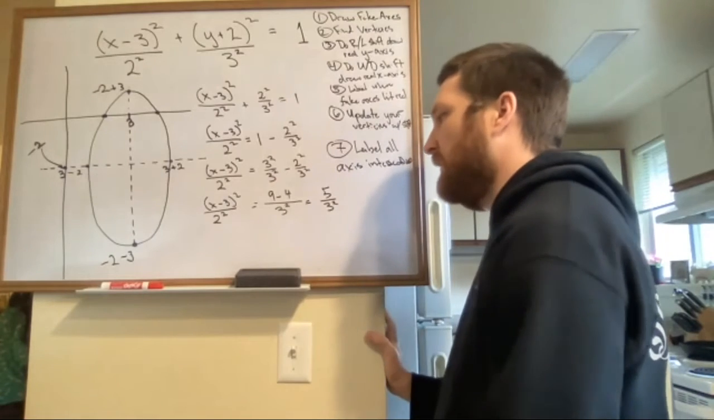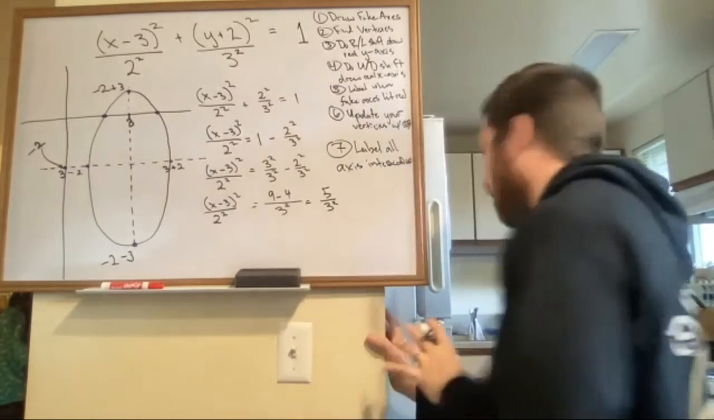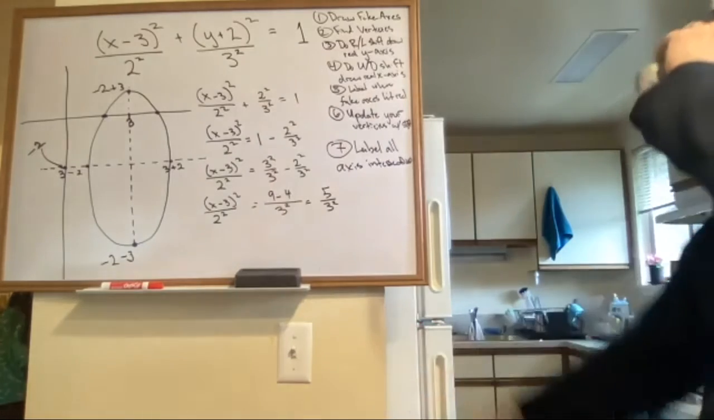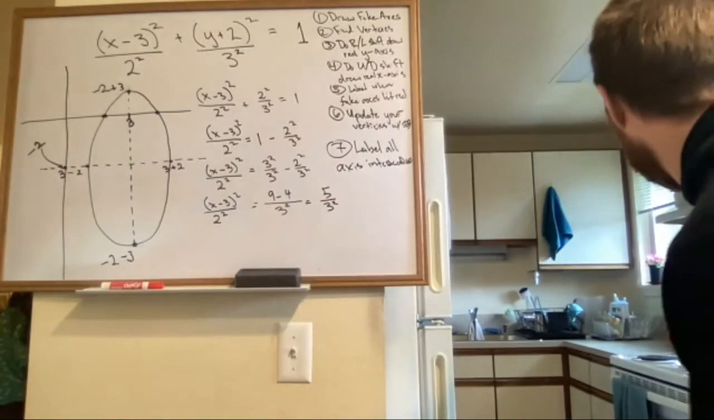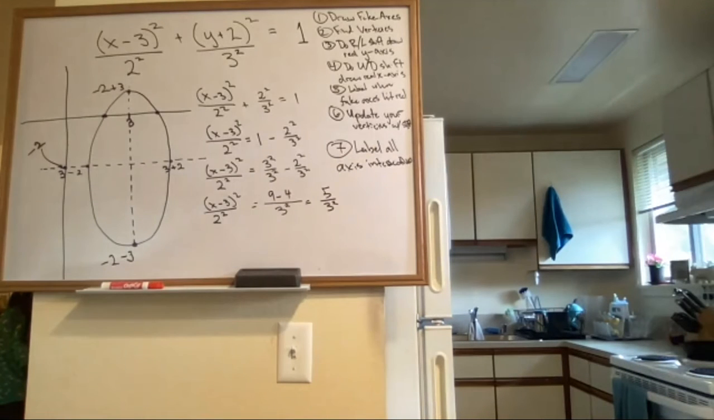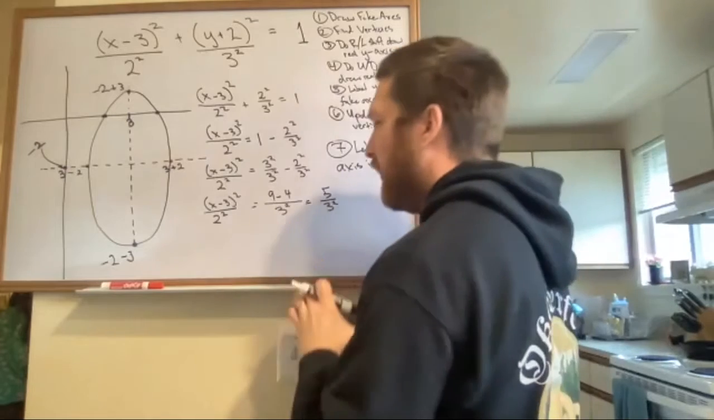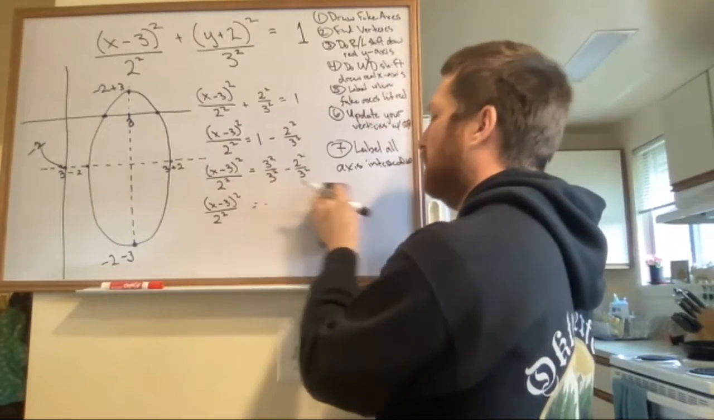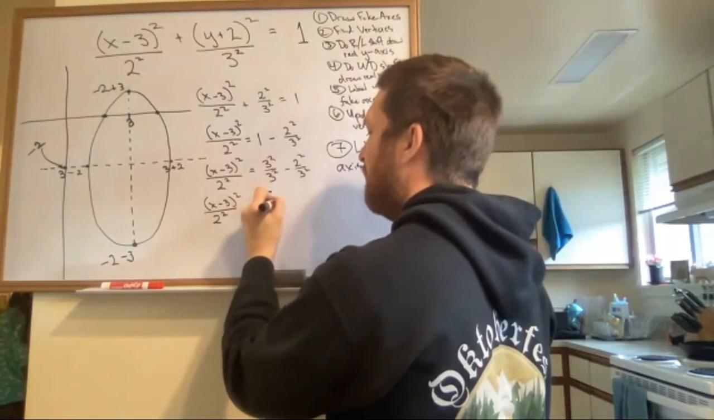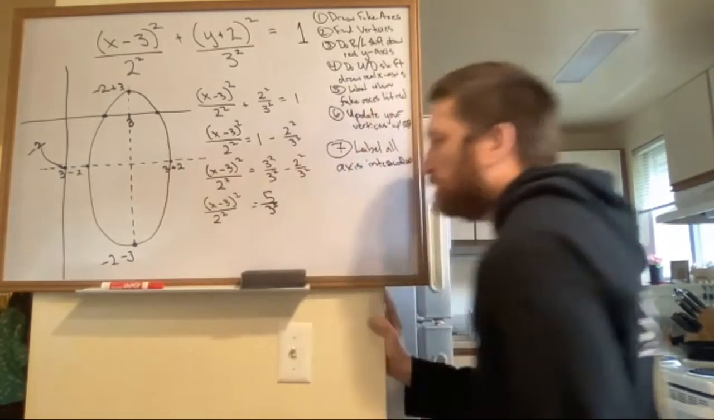Now, let me know when you've caught up to here. Okay, so at this point we are at, and I'm just going to rewrite this right here, just 5 over 3 squared. This is equal to 5 over 3 squared.